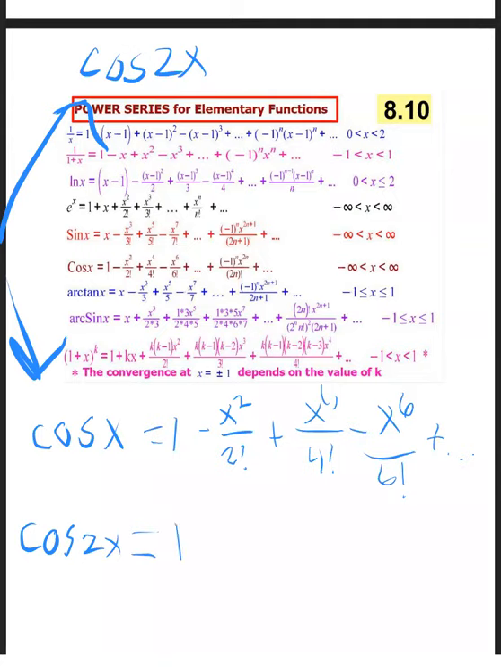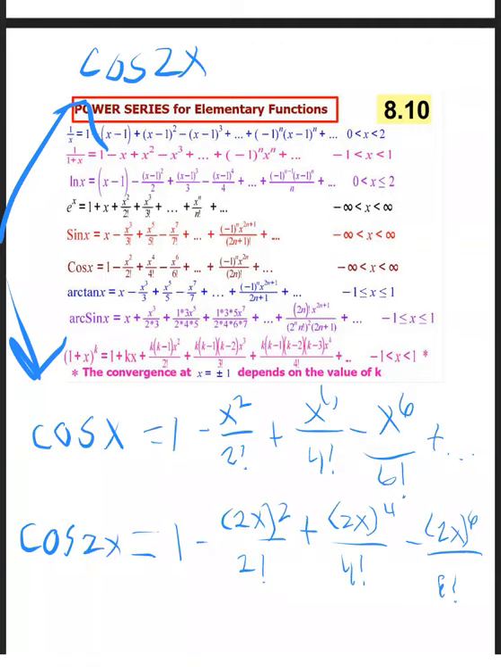So this now becomes, I'm going to plug in a 2x here. I'm going to plug in a 2x here. I'm going to plug in a 2x here. And when you end up simplifying, this becomes 1 minus 4x squared over 2 factorial plus 2 to the 4th, which is 16x to the 4th over 4 factorial.